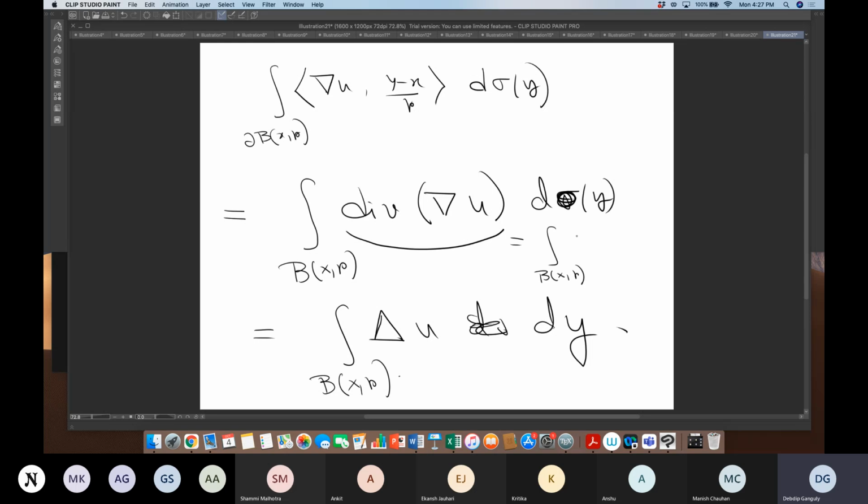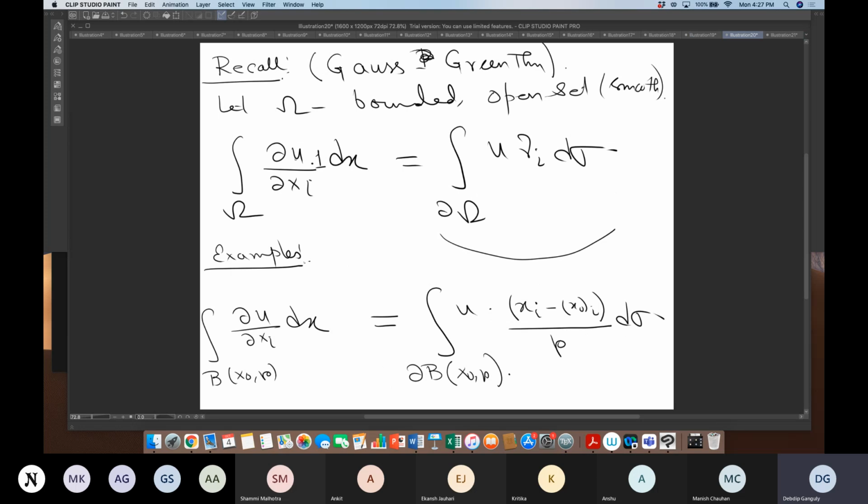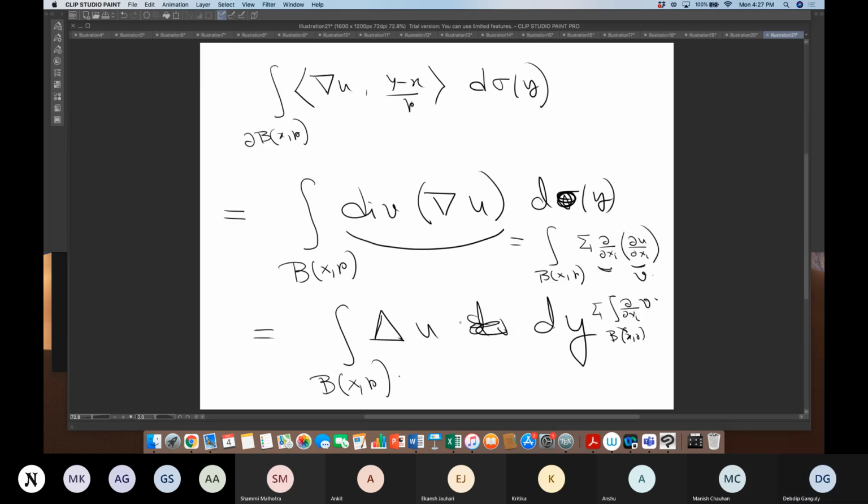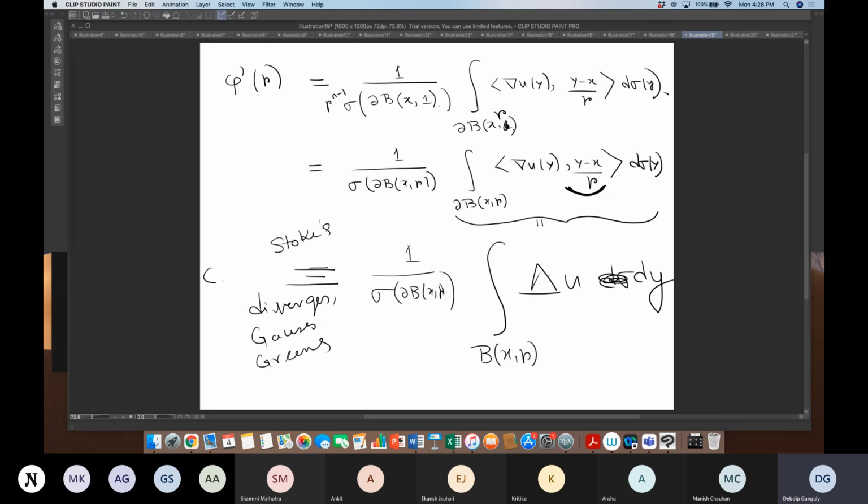What is the divergence? I can write this as the integral over B(x, r). If you don't like this, the summation of ∂/∂x_i of ∂u/∂x_i. Now apply ∂/∂x_i; this is your v function, let's say 1. So the summation, you take the summation out, ∂/∂x_i of v. Just use this theorem. It's your v times ν_i, summation. Got it? Did you get this?